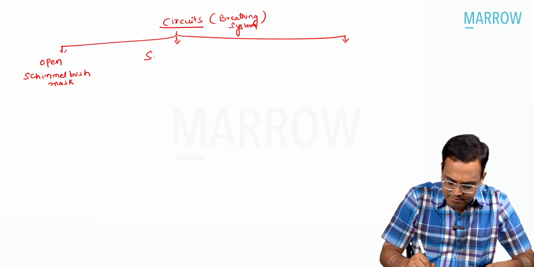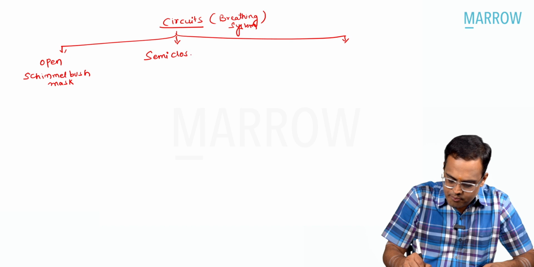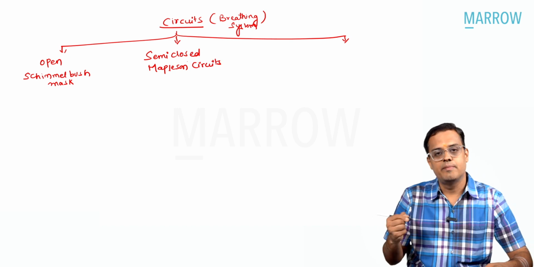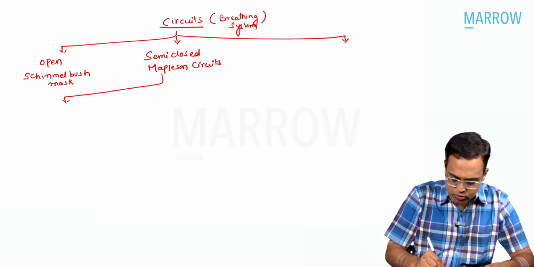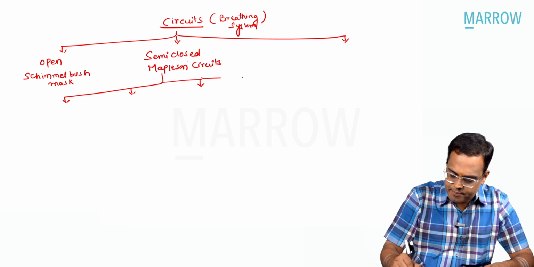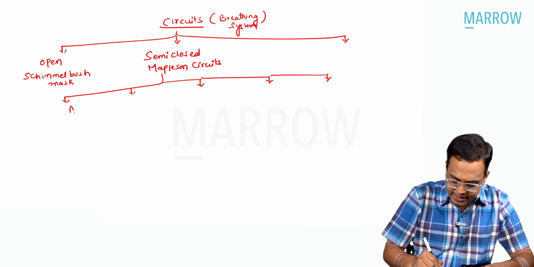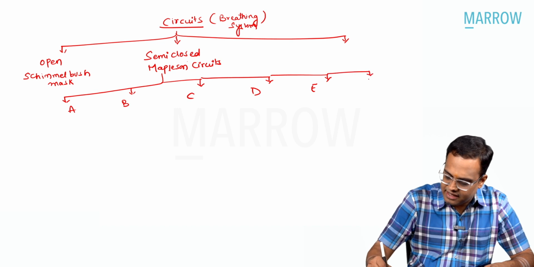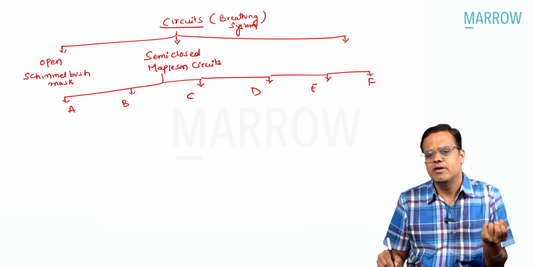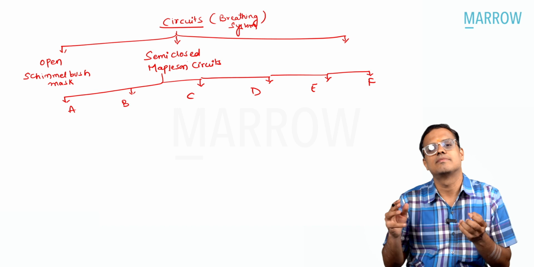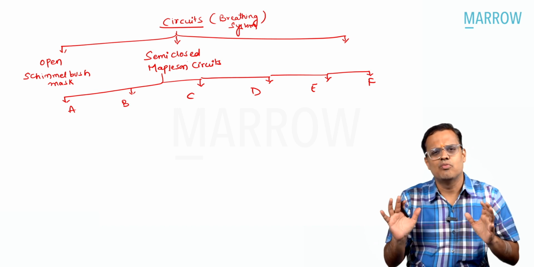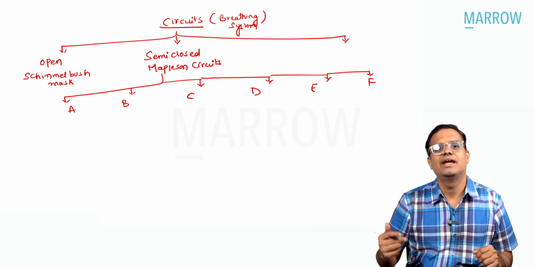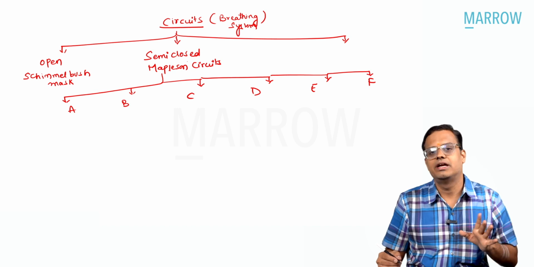The second one is called semi-closed circuits. These are very popularly known as Mapleson circuits. Mapleson divided this semi-closed circuit into 6 categories: Mapleson A, B, C, D, E, and F. If you remember some of the fundamental facts about these Mapleson circuits, that covers most of the questions in your upcoming entrance examination also. What are those fundamental points?